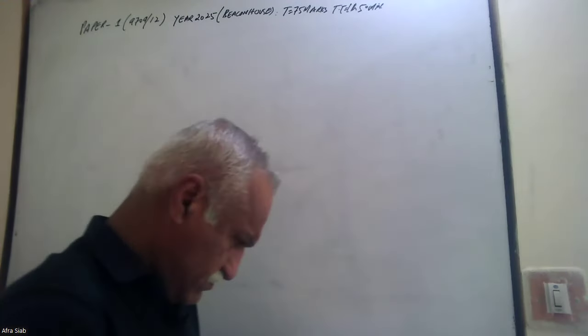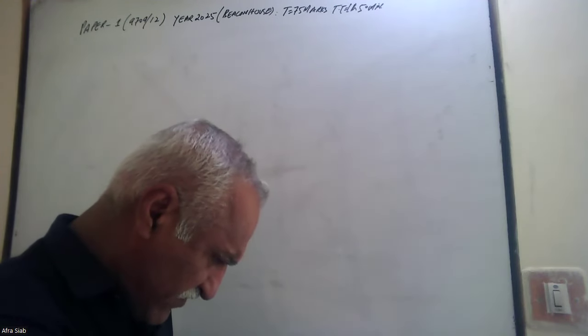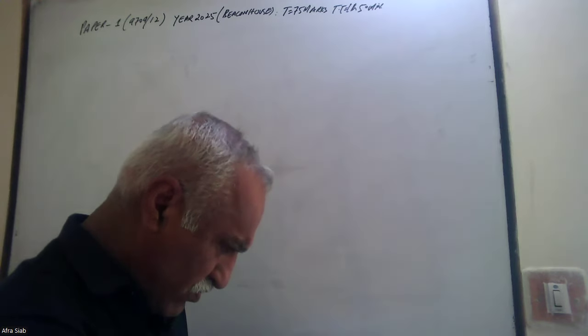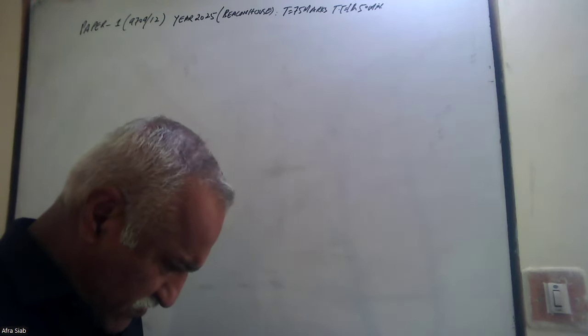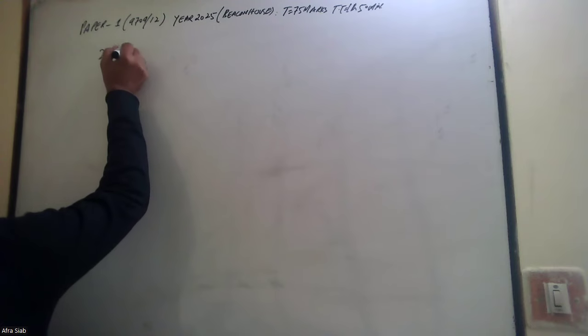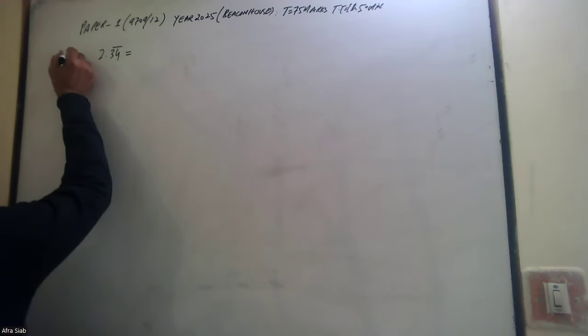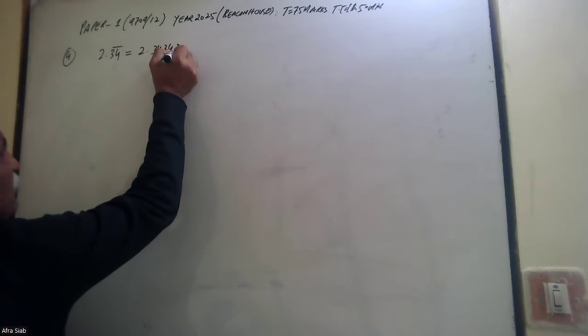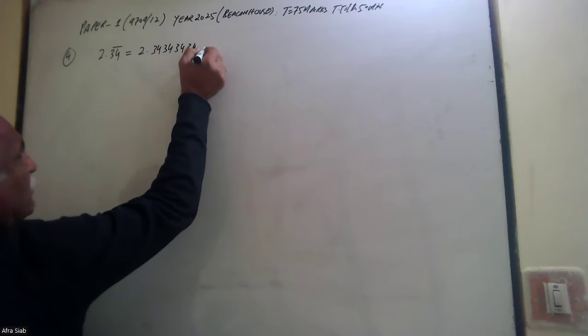Question number 4 now. Express 2.34 bar in the form of the fraction p over q. State whether this is convergent or divergent. So 2.34 bar, we can express it as 2.34343434 up till infinity. So this is the form of this bar system. It is a bar on the two decimal places.